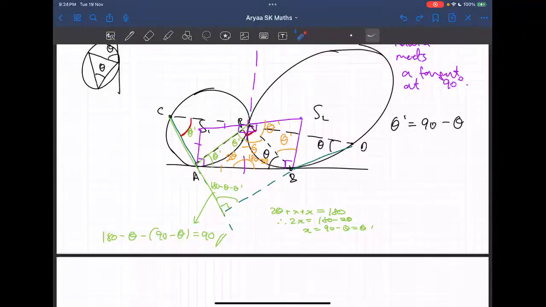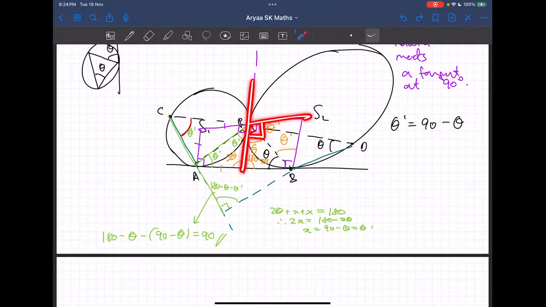So let's just ignore everything here apart from the original markings in black. Call this angle theta. Then from the alternate segment theorem, this angle is also theta. Since this is a right angle, this angle is theta dash. This is an isosceles triangle, so this angle is also theta dash, and this angle is a right angle, which means this angle is theta.